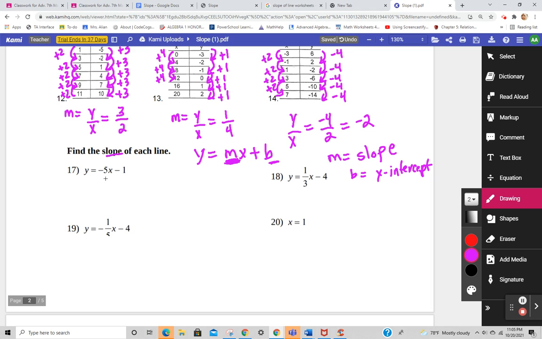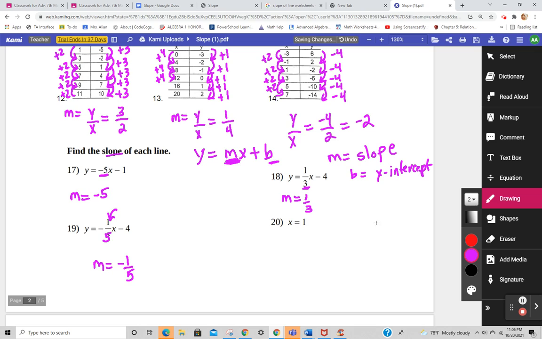All right, so number 17, the slope is just the value in front of x, -5. The slope of this line is just the value in front of x, 1/3. The slope of this line, this is a 5. Just the value in front of x, not x, but the value in front of x. So m is -1/5.